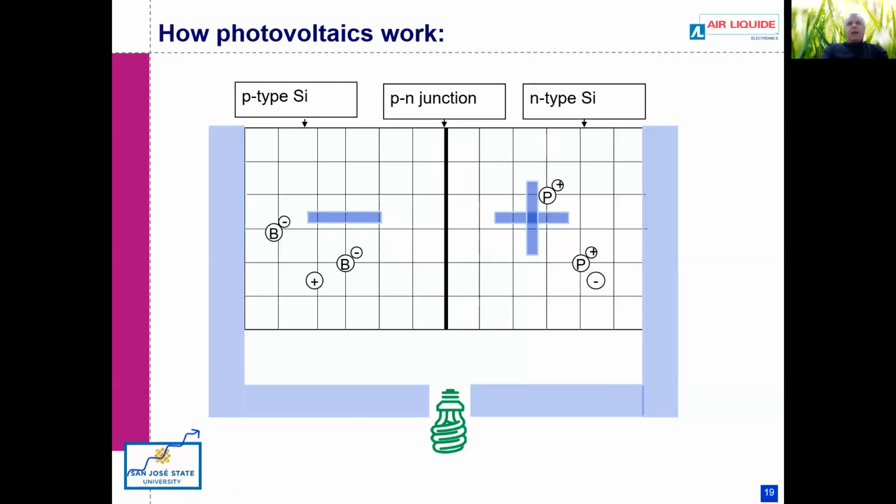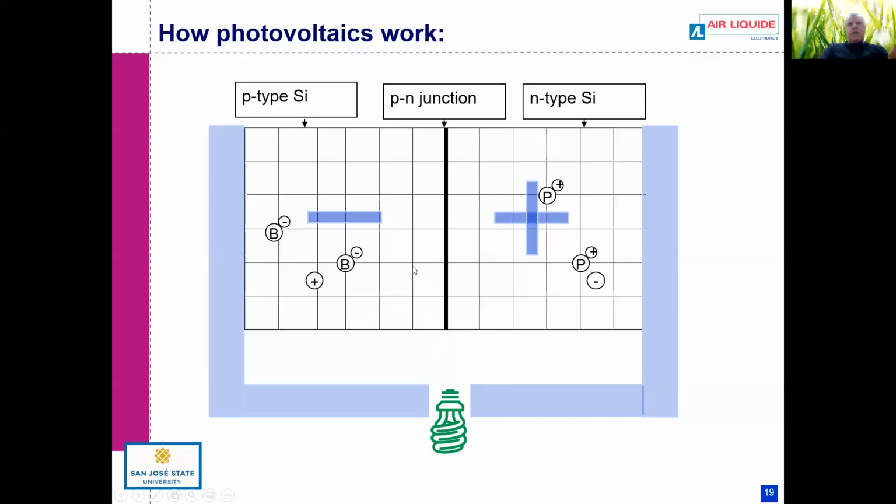So now when light strikes near this region, the holes will be swept to the left and the electrons will be swept to the right by this pre-existing potential, right? And then they can recombine externally, right? Now, obviously, if they recombine here, it's not good for the solar cell, right? That's called recombination.